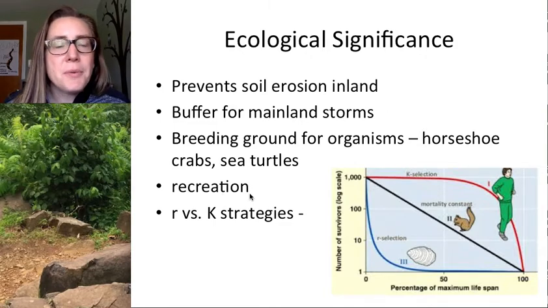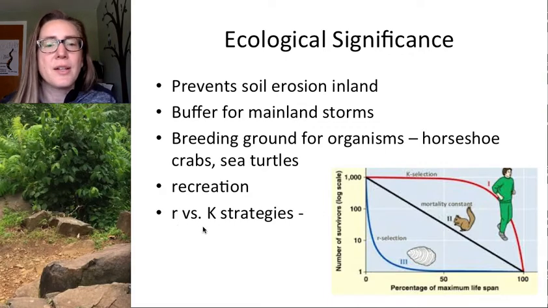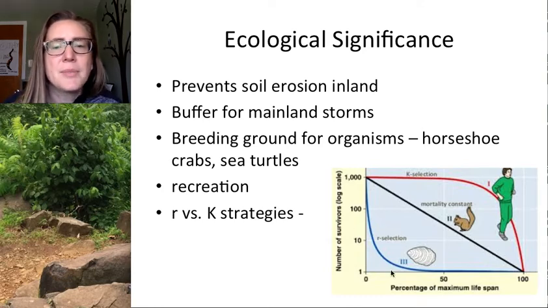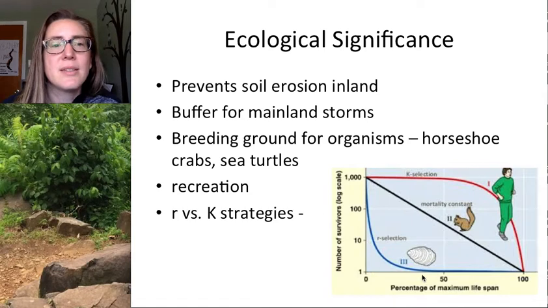And then the different organisms that live here can have different types of strategies. So an R strategy versus a K strategy. The R strategy is going to be more your oysters and clams. These are organisms in which most of those that are born or whose eggs are produced are not going to make it to adulthood. So there's going to be a high level of death as soon as they are formed.